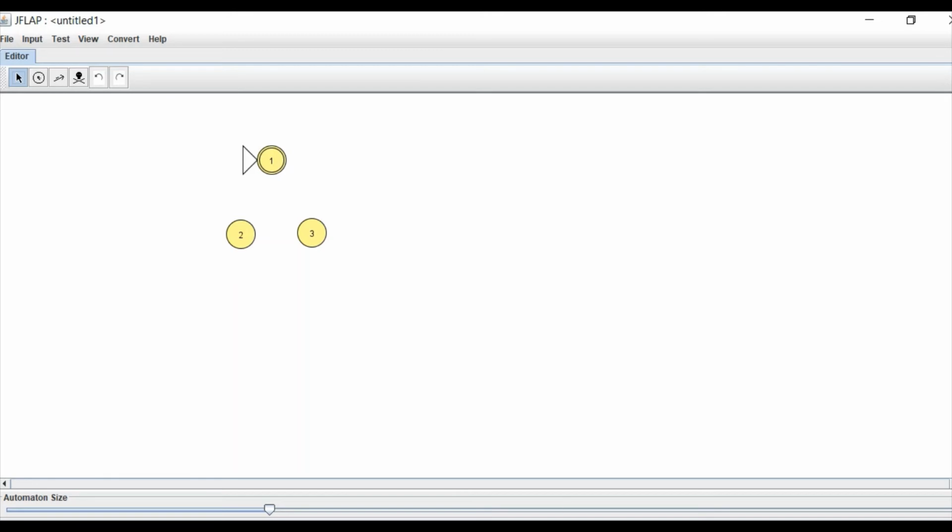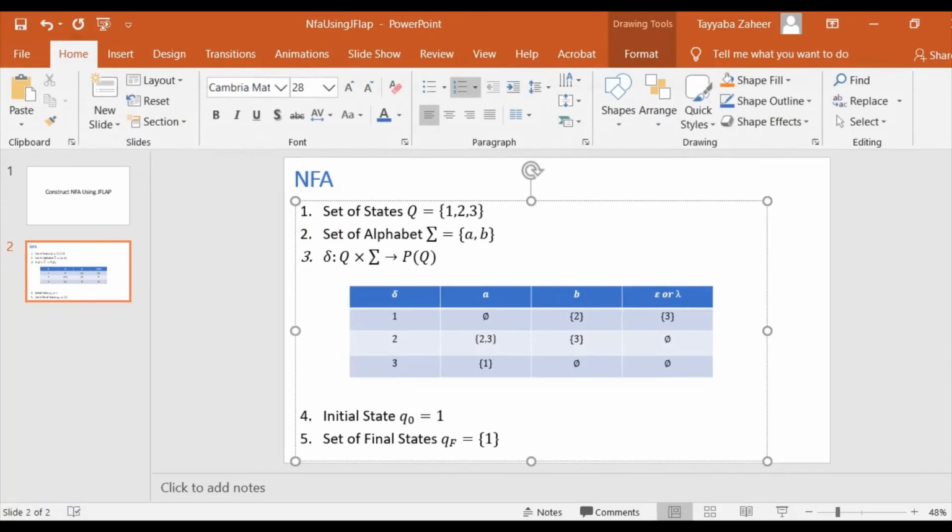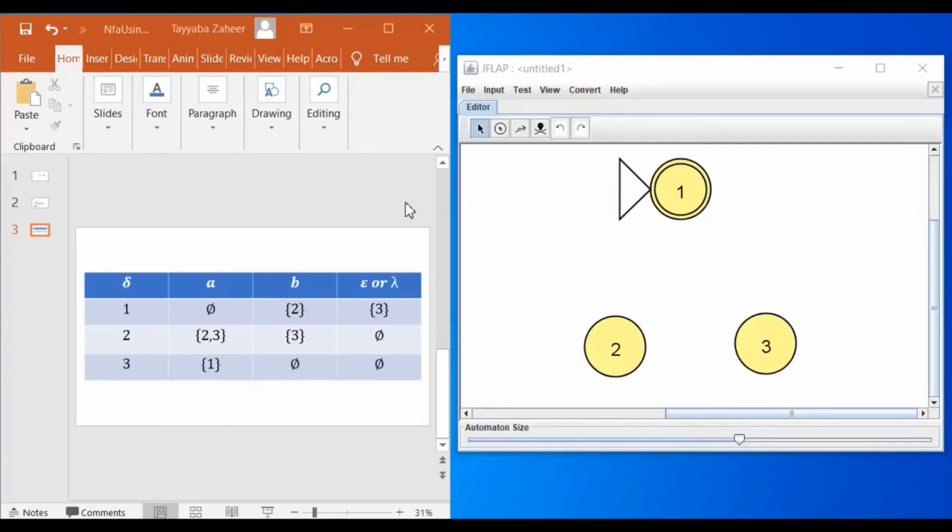Now I am going to draw the transition arrows for our NFA. Screen is displaying the transition table for the NFA which we are constructing using JFlap. The NFA we are constructing is on the right side of the screen. Now I am going to draw the transition arrows.